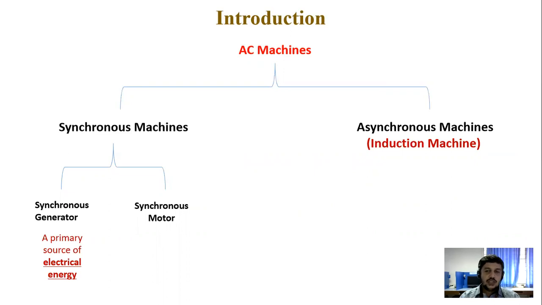The synchronous generator is the primary source of electrical energy. In different power plants, a number of alternators are connected in parallel. Whatever alternators are used in a power plant for the generation of electricity are synchronous generators. Synchronous generators are widely used in different power plants for electricity generation. Therefore, it acts as a primary source of electrical energy.